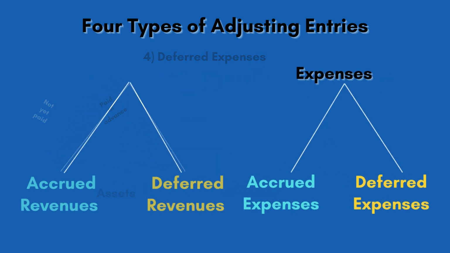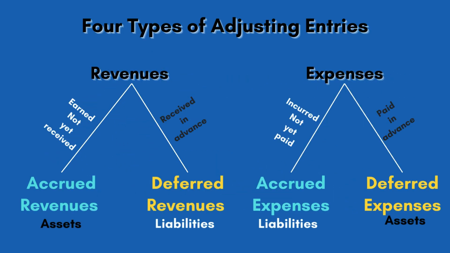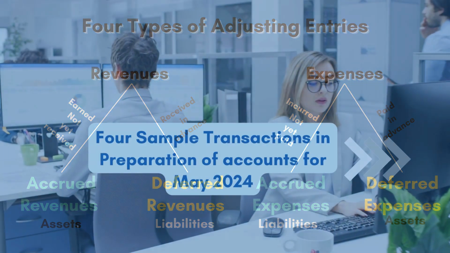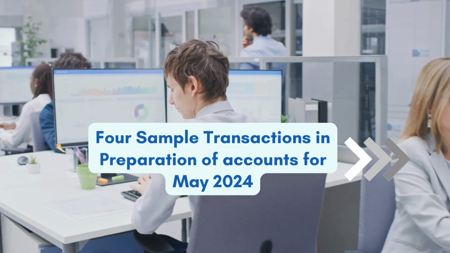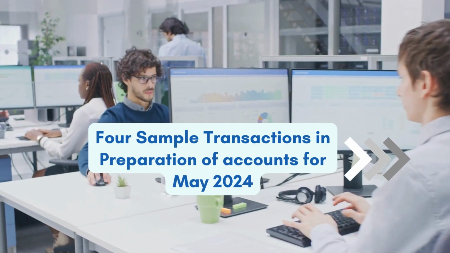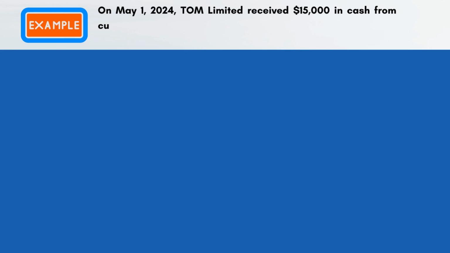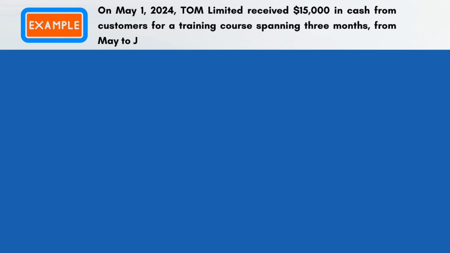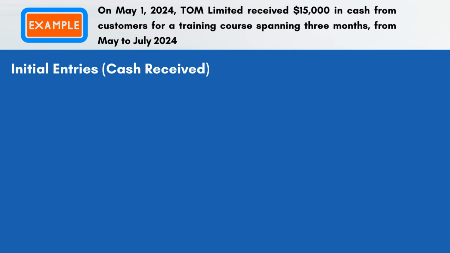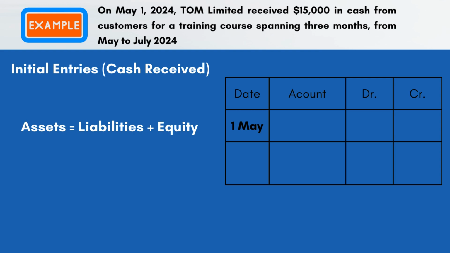Now, let's walk through an example with Tom Limited as it prepares its accounts for May 2024. Here are some transactions that occurred during that month. Transaction number 1. On May 1st, 2024, Tom received $15,000 in cash from customers for a training course spanning 3 months, from May to July 2024. Let's look at the initial entries on May 1st, 2024.